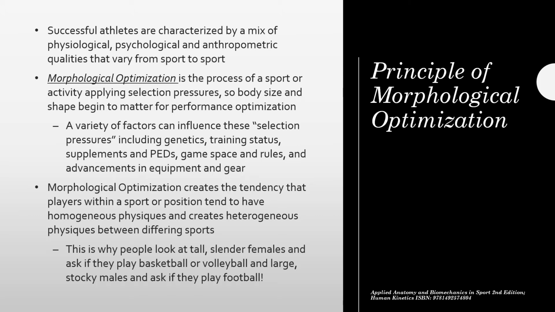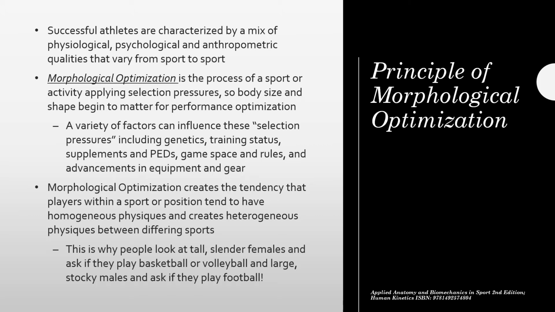This basically means that there is a process ongoing in sport or activity, where those sports or activities are going to apply selective pressures on the body. So body size and shape are going to start to matter if I want to perform well. There is a variety of factors that can influence these selection pressures. This can be genetics, an individual's training status, supplements on the innocent side of things, or performance-enhancing drugs on the more cynical side of things. It could be the space in which people play, the rules, and advancements in equipment and gear. So there are a lot of different things that can put pressures on what body sizes and shapes work well for different sports.